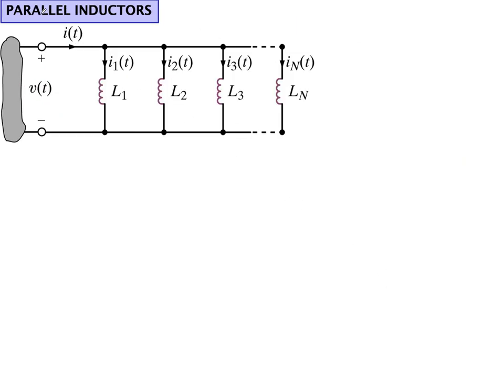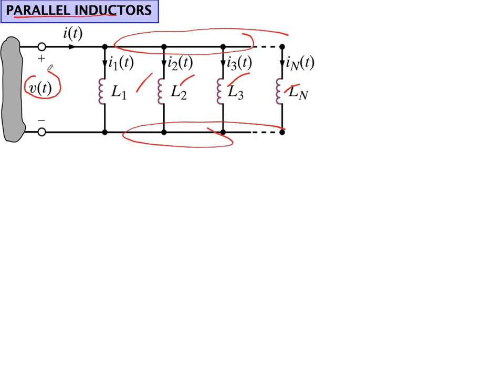So what if the inductors are connected in parallel? Again, they work exactly the way resistors do. When resistors are connected in parallel, you find the equivalent resistance. Here we can see all these inductors are connected in parallel. So the voltage across all of them is the same, which is v(t), and the total current flowing through them, i(t), will be equal to the sum of all the individual currents. So we can write the total current as the sum of all the individual currents.